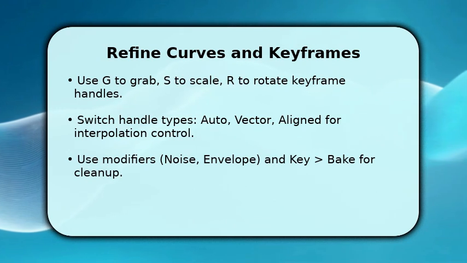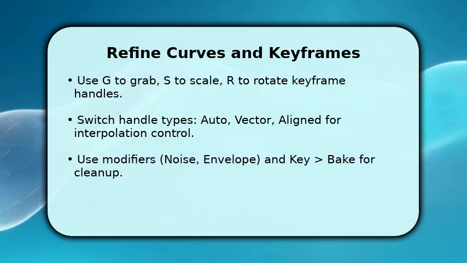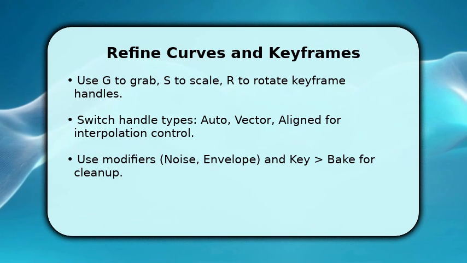Apply curve modifiers like noise for subtle variation or envelope to remap amplitude. Use the sample bake action when you need dense key sampling for export or simulation.